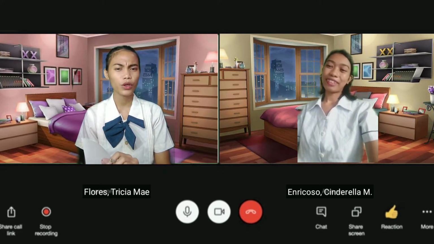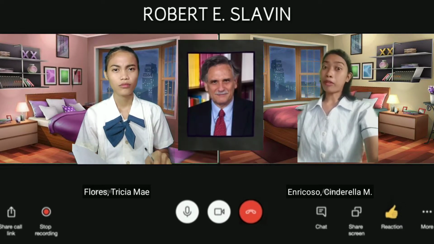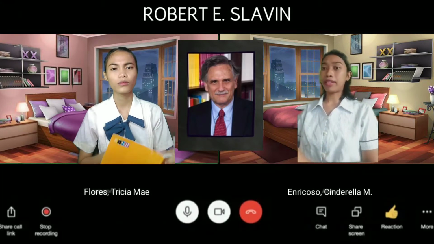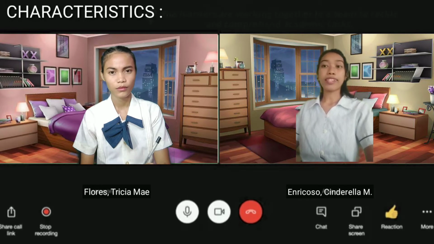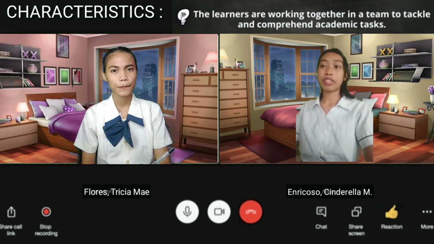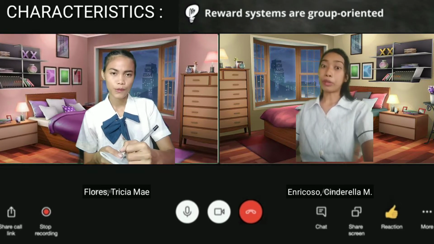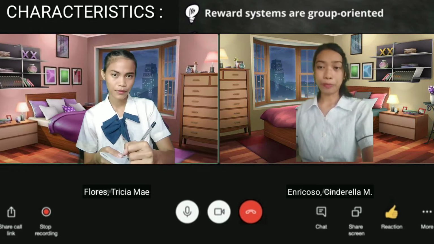So, do you know who proposed that approach? Yes, it was Robert A. Slavin, the main proponent. He also gave a lot of structured material that is really helpful in building the principles of cooperative learning. So this approach has characteristics where the learners are working together in a team to tackle and comprehend academic tasks. And also the reward systems are group oriented, which means that the individual score will be determined by their effort as a group.